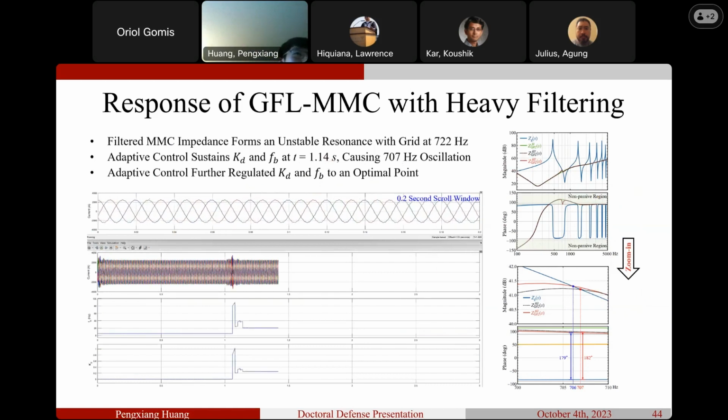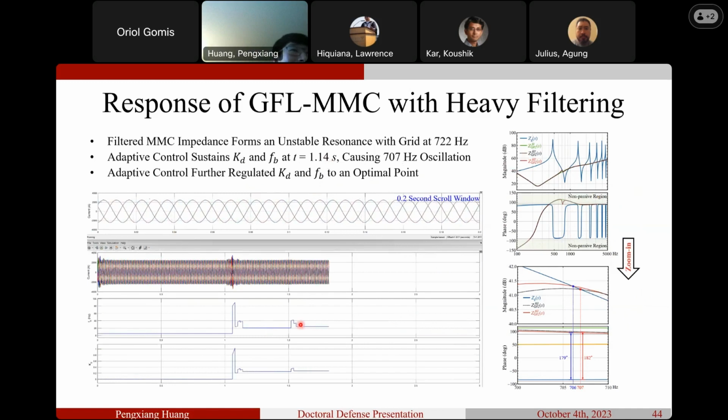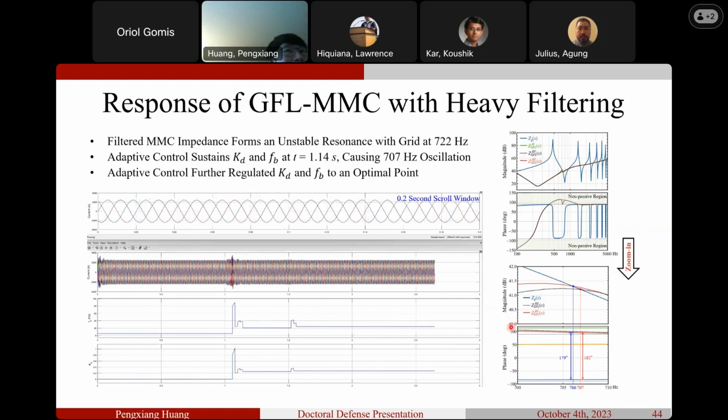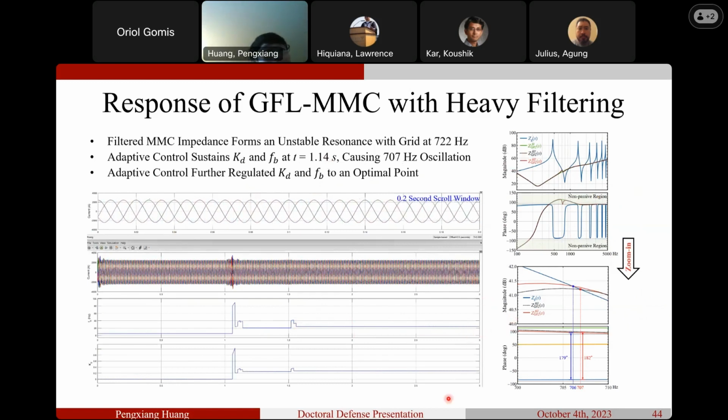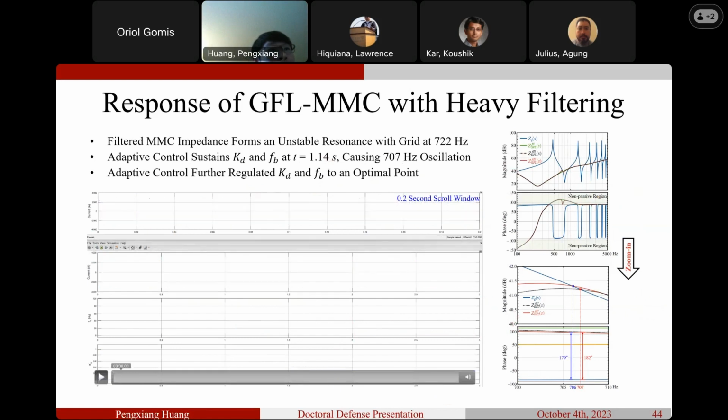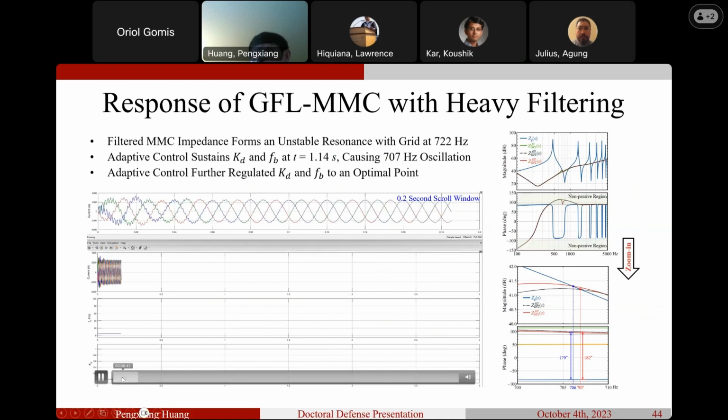When you detect the oscillation, you sustain at some level, and then you further tune the sustain level until your system becomes stable. I really would like to go back to certain points here.